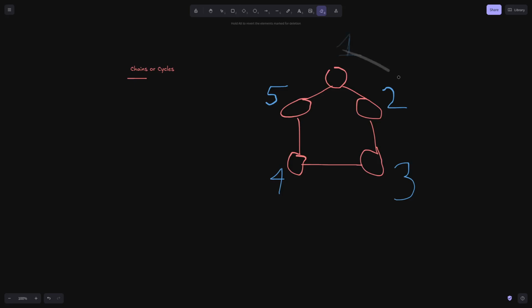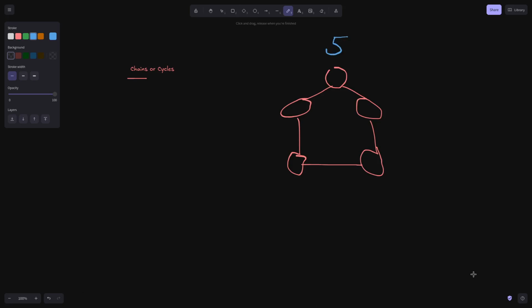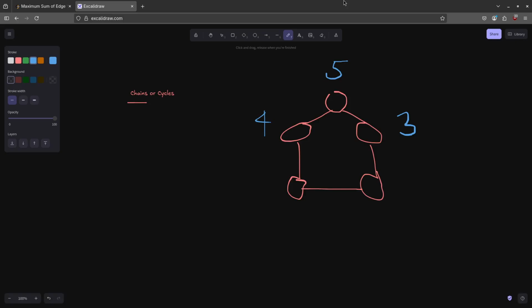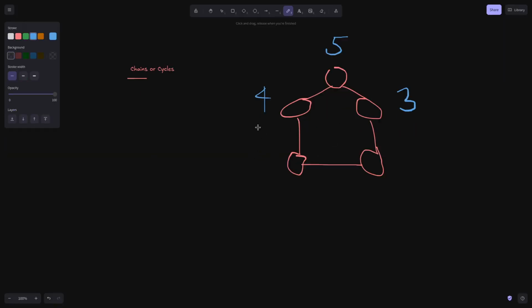So let me quickly erase these. If we were to give this node the value of 5, we know that we would ideally give its connected nodes the values of 4 and 3. Then we would give 4, the next highest node, the next possible highest value, which is 2. And 3 would get the remaining node value of 1. In this case, we've achieved the maximum possible product. So the answer would be 5 into 4 plus 4 into 2 plus 2 into 1 plus 1 into 3 plus 3 into 5, whatever that equals, right? So we have used a greedy approach in this manner.